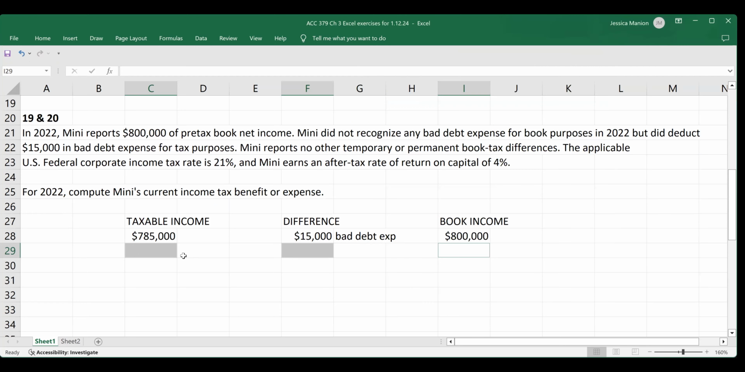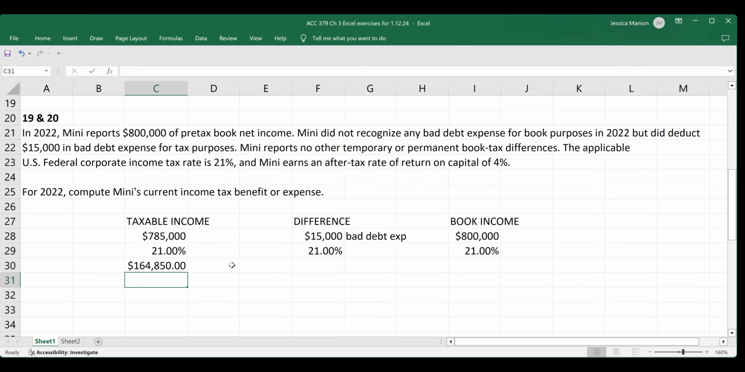All right, so we've got 21%, 21%, 21%. Okay. So now we can do our math, 785 times 21%.